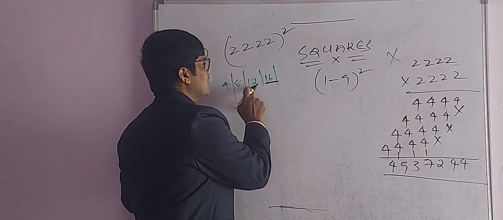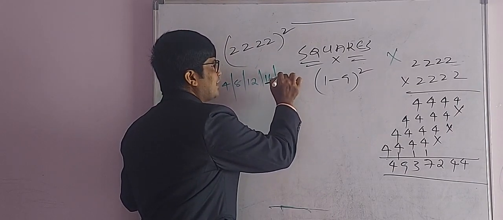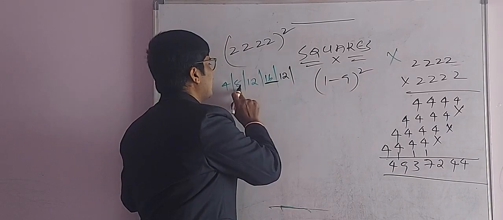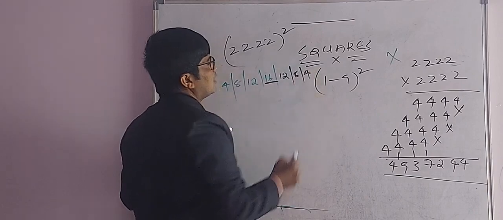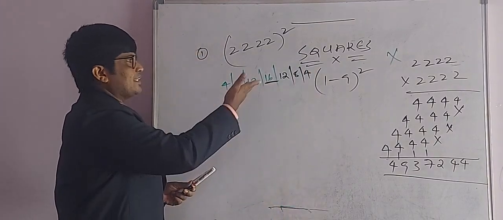It means like this, start from here. Just write as it is. Here is the 12, next we have left 8, and next we have left 4. Now we can easily say the answer.